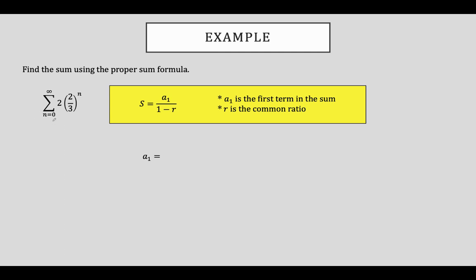To find the first term, we plug in 0 for n. 2 times 2/3 raised to the 0. Any non-zero number raised to the 0 power gives me 1. 2 times 1 gives us 2 as the first term in the sum.